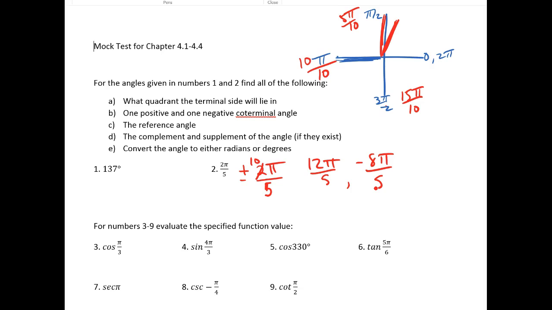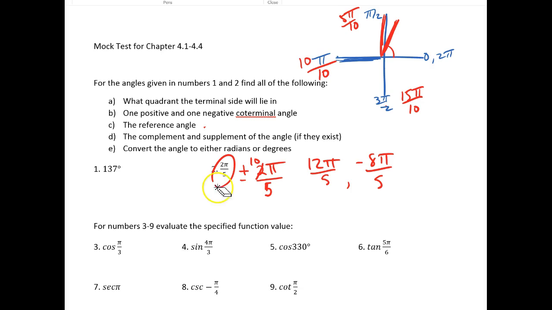The reference angle is how far away you are from the x-axis. Well, since I've already drawn it here and it's already in the first quadrant, it is its own reference angle. So keep that in mind. If it's already in the first quadrant, that's the answer for reference angle. So it's just 2 pi over 5.